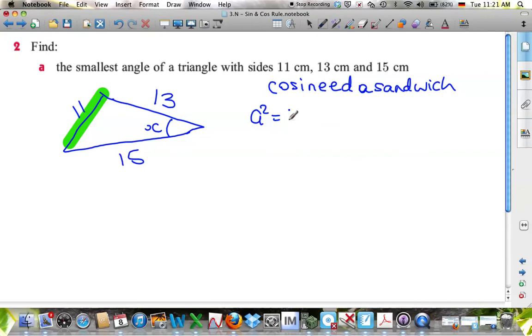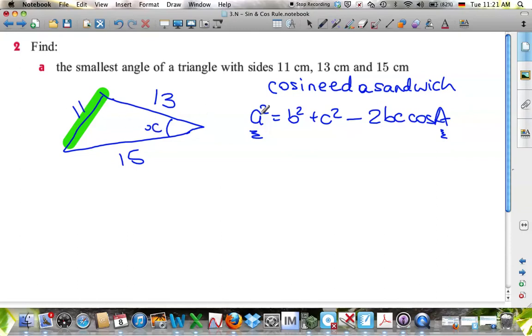a squared equals the sum of the other two sides squared. You'll notice this is a bit like Pythagoras. There is actually a link, but we're not going to go there yet. Minus 2 times bc times cos of, and this angle always matches with this side, so A. Okay. So the key is that A and a are the matching ones. So this is x and 11 are those two things.